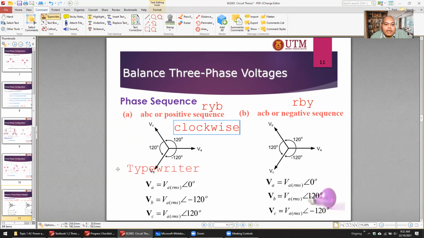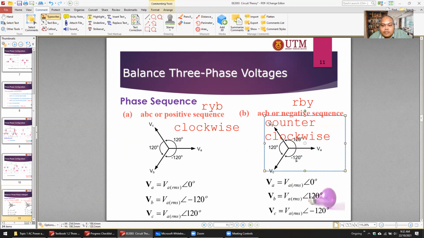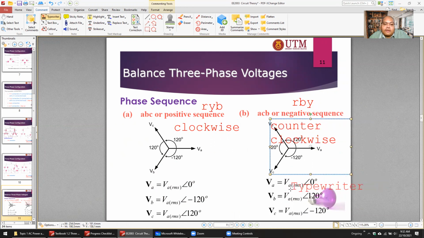Okay, ABC means that it is clockwise. But this one, if you can see here, ABC is counter. So make sure you know the difference. If you use positive sequence, it means that VABC goes clockwise. If you use negative sequence, ABC is counterclockwise. You can see here, VA is 0, VB is 120, VC is actually 240.